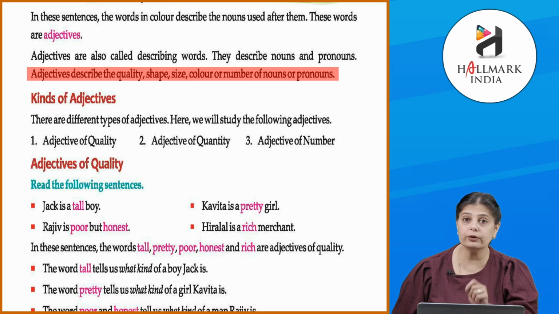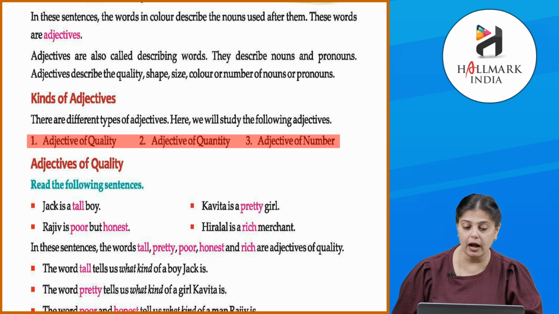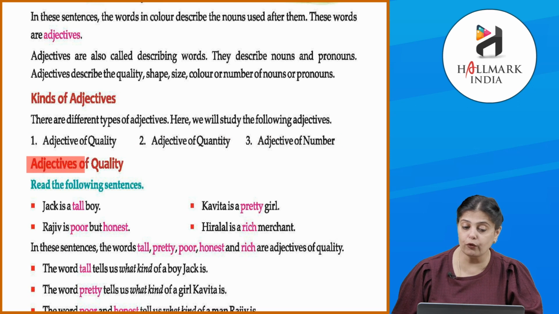Okay, now let's look at the categories of adjectives. Let's look at the different kinds of adjectives. There are different types of adjectives. Here we will study the following adjectives. 1. Adjective of quality. 2. Adjective of quantity. And 3. Adjective of number. Ab ye kya hai? Isko detail mein sunte. Okay, adjectives of quality.